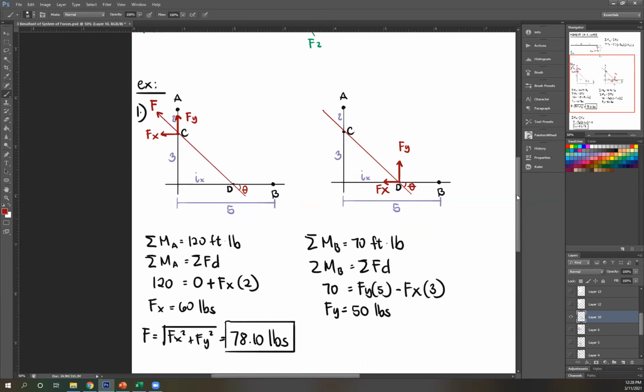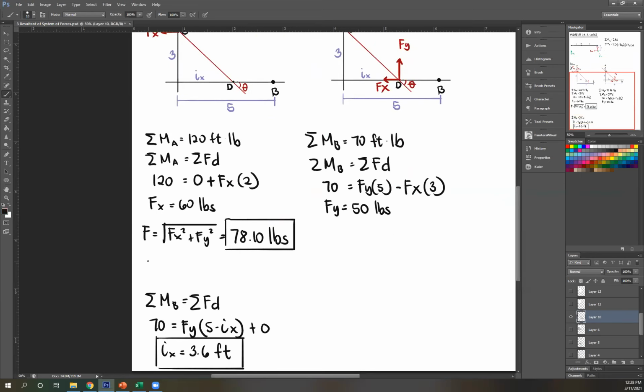So to get that, we're going to use one of your equations for components of a force, if you remember, which is theta equals arctangent Fy over Fx. Okay. Fy is 50, Fx is 60. What's the answer to theta?